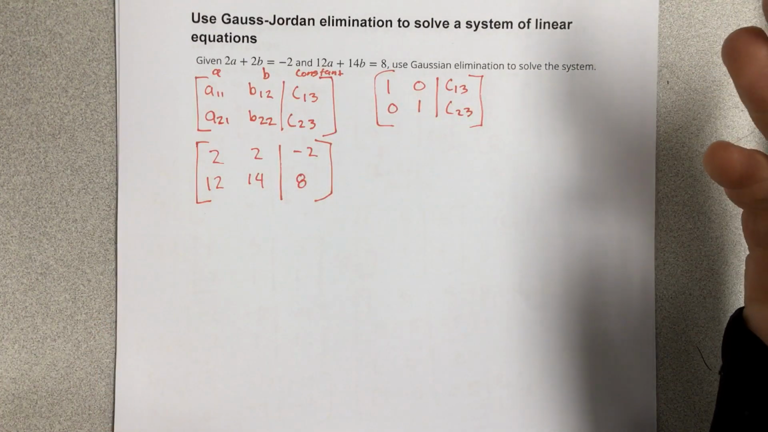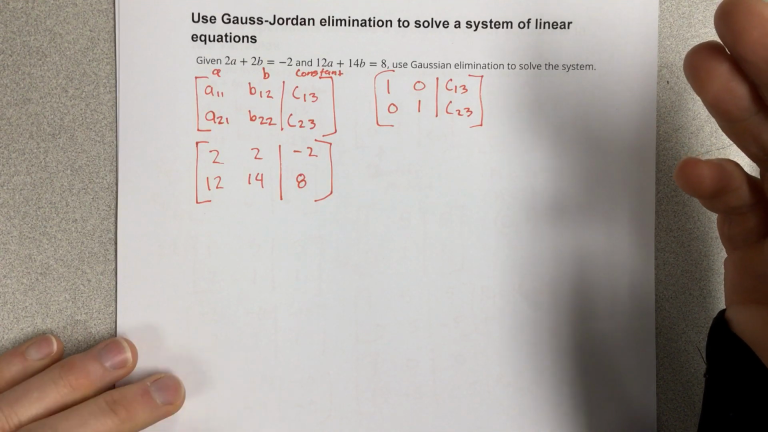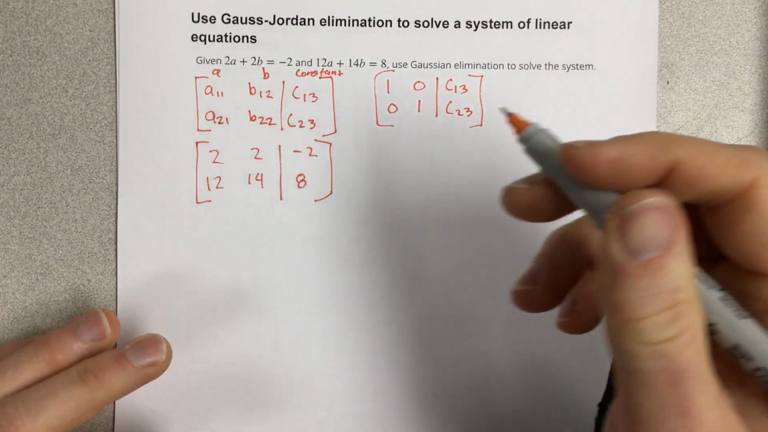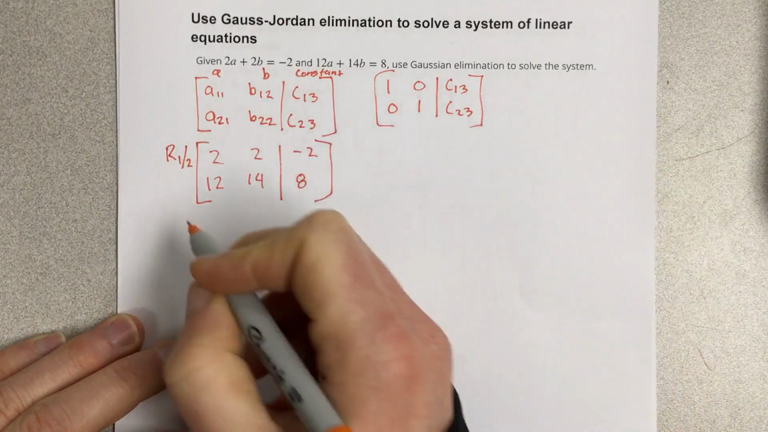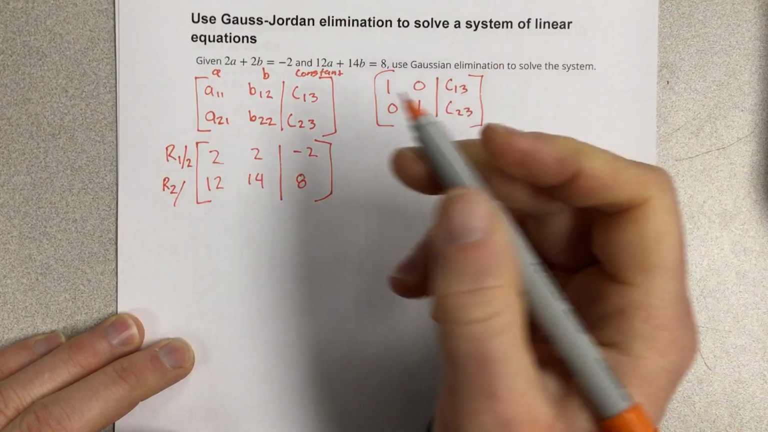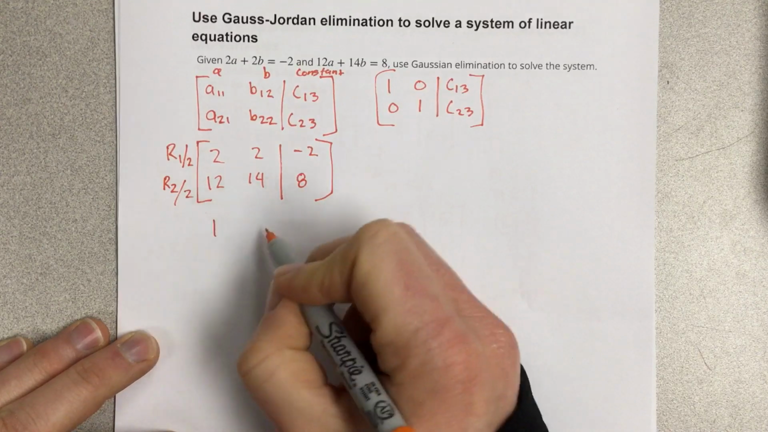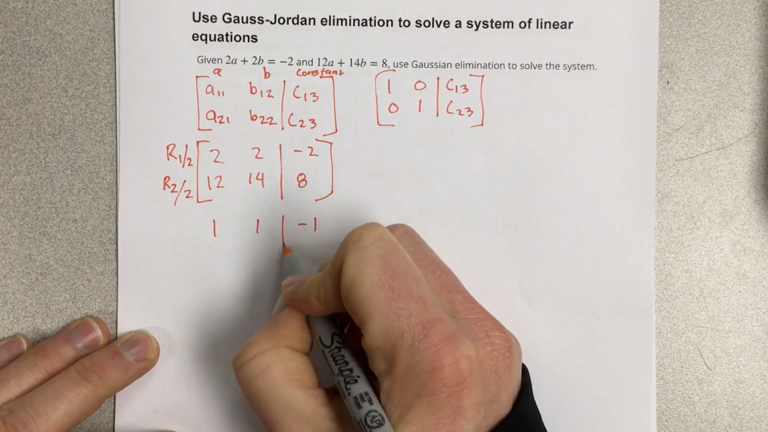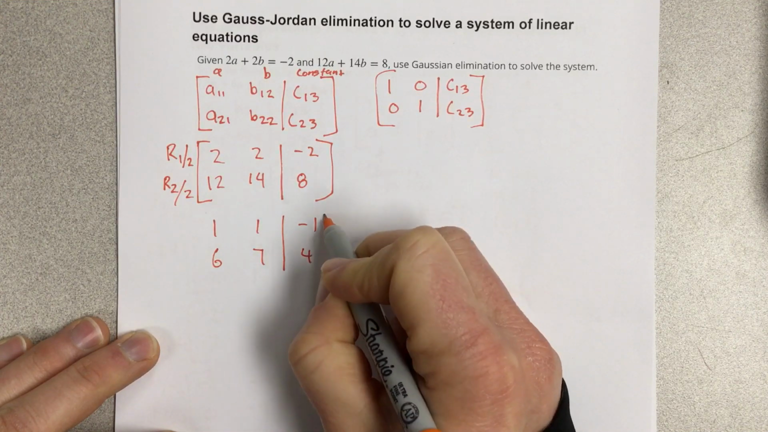Well, I'm going to basically cancel some variables by using elimination. So I'm going to start by dividing the top equation by 2. And I'm going to divide the bottom equation by 2 as well. And that will give us 1, 1, -1 and 6, 7, 4.